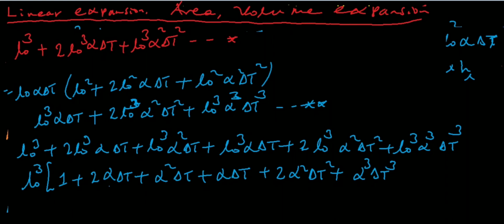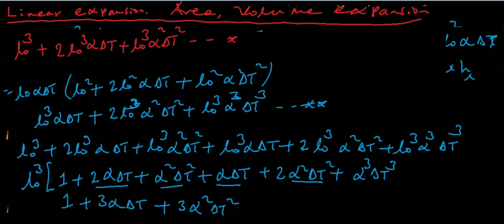Now we can add this and this one. This gives us 1 plus 3 alpha change in temperature plus alpha square change in temperature square, and this plus this gives us 3 alpha square change in temperature square plus alpha cube change in temperature cube. Now when we consider this number with this one, they are very small, therefore they will vanish.